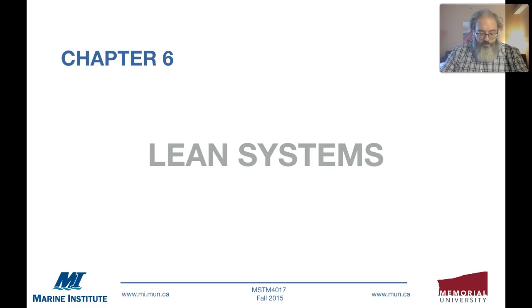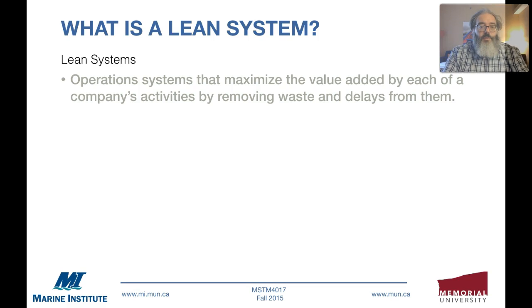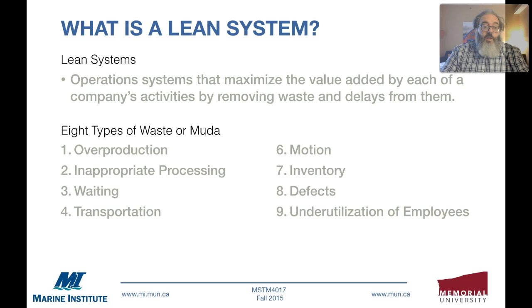Okay, little chapter 6 review, lean systems. It's important to know what's a lean system. So basically it's what it says here. You want to maximize your value add, and how you do that is you remove waste and delays from processes. These are the 8 types of waste that you can have.